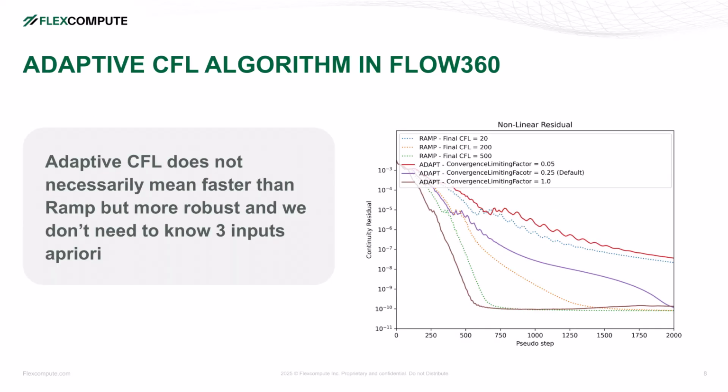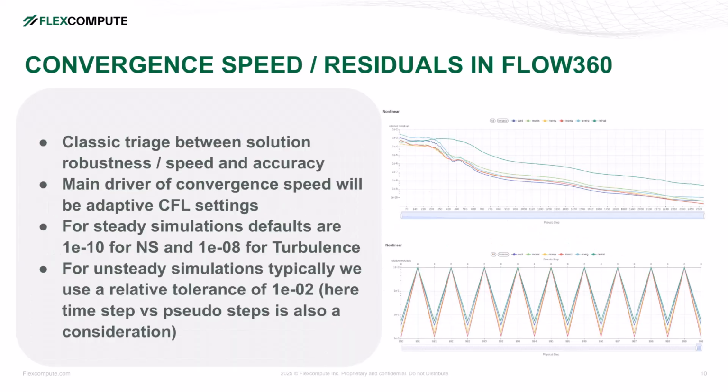Overall, adaptive CFL does not necessarily guarantee a faster convergence than a perfectly tuned ramp CFL, but it gives a more robust solution process with far less manual tuning and fewer opportunities for user error.